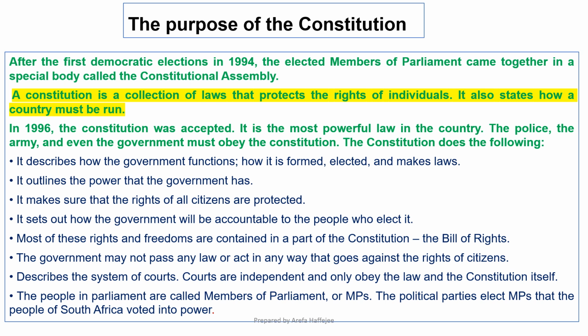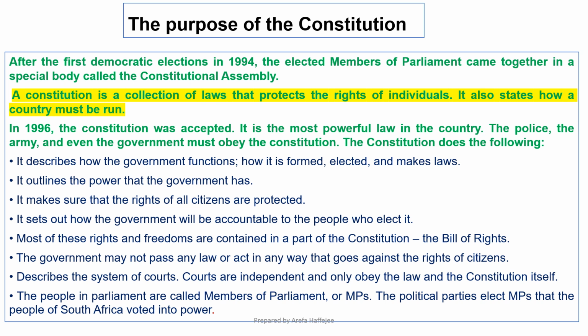Most of these rights and freedoms are contained in the Constitution in the Bill of Rights. The government may not pass any laws or acts in any way that goes against the rights of citizens. It also describes the system of the courts, and courts are independent and they obey the laws of the Constitution itself. So when somebody in the government does not obey the law, then they can go to the court and the court can deal with them appropriately. And obviously, they must provide evidence to support it.